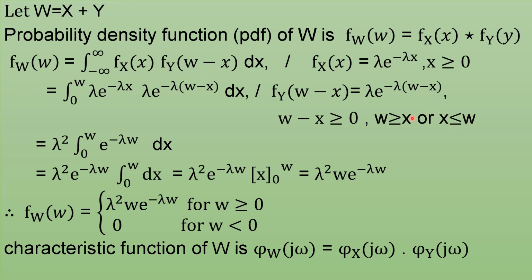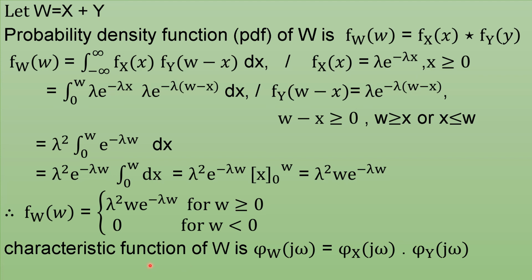And since x is greater than or equal to 0, clearly w should be greater than or equal to 0. So fw of w will be equal to the probability density function of the sum x plus y, the probability density function of w. Fw of w is equal to lambda square into w into e power minus lambda w for w greater than or equal to 0, and 0 for w less than 0.